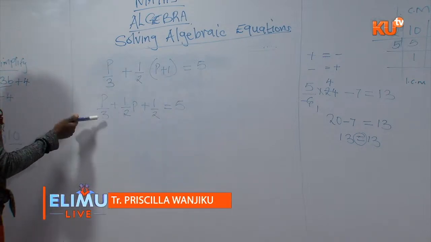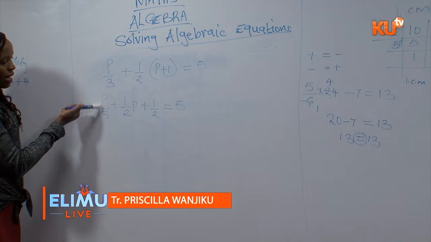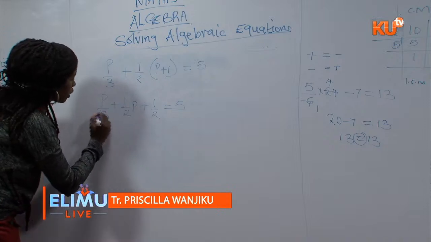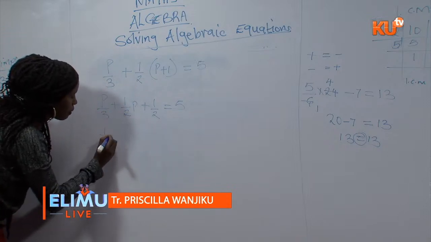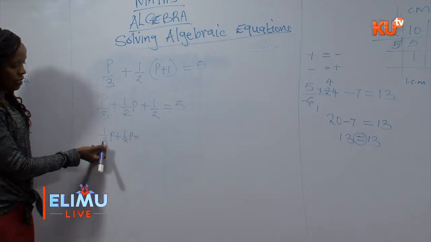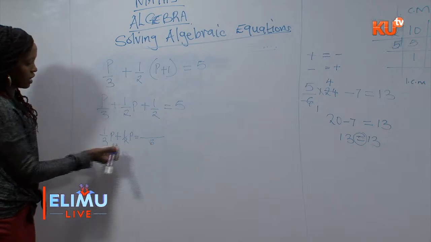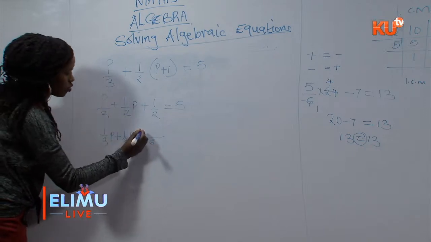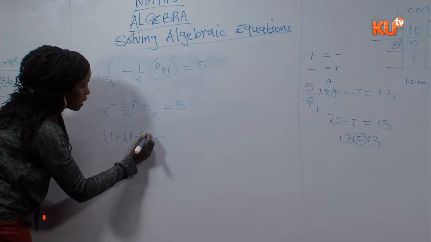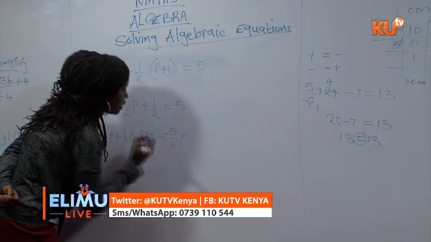From there we add what we have. Here I have p over 3. P over 3 is the same as a third p. So a third p plus a half p, and then we have plus a half. So we put this one together, that is a third p plus a half p. When we add this, we get the LCM of 3 and 2. The LCM of 3 and 2 is 6. 6 divided by 3 is 2. 2 times 1 we get 2, plus 6 divided by 2 is 3. 3 times 1 we get 3. So 2 plus 3 we get 5 over 6p.